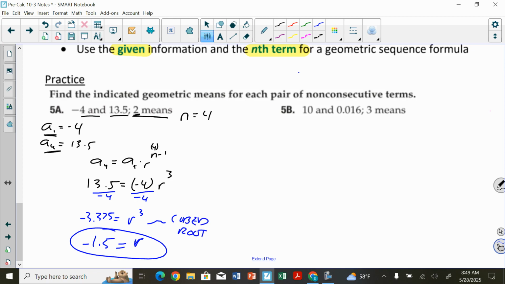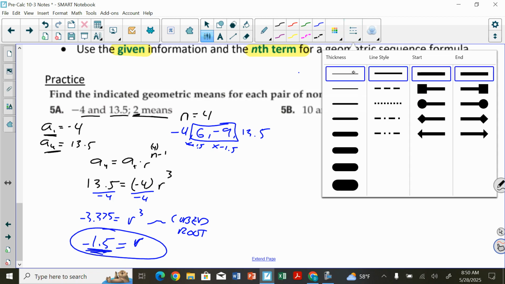So make sure you do that in your calculator to get that. And now R is -1.5. So now I can find the sequence by saying it would be -4, comma, and then I'm going to multiply by -1.5, which gives me 6. The next one would be -9 because I'm multiplying, and then I would have 13.5. But really, remember, you're looking for those middle two terms. There they are. Okay, so let's try this next one.